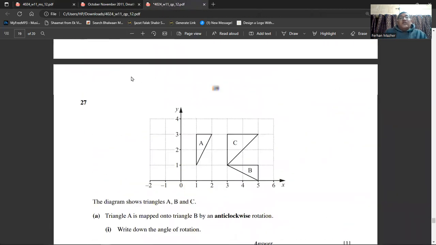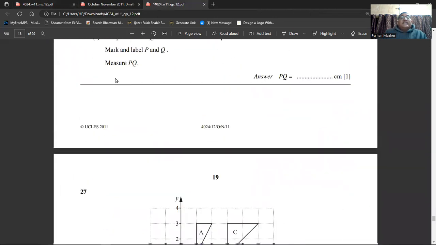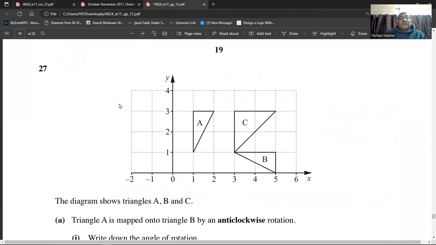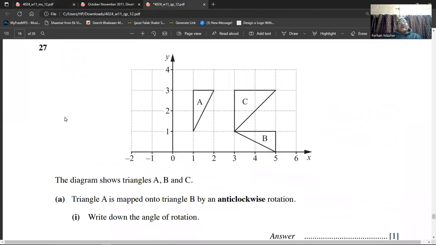Okay, so now that was the question number 26. That was a question on the locus. Now we are going on to the next question. And the next question is 27. It says the diagram shows the triangle A, B, and C. That's question number 27. He says the triangle A is mapped onto the triangle B by an anti-clockwise rotation. Write down the angle of rotation.